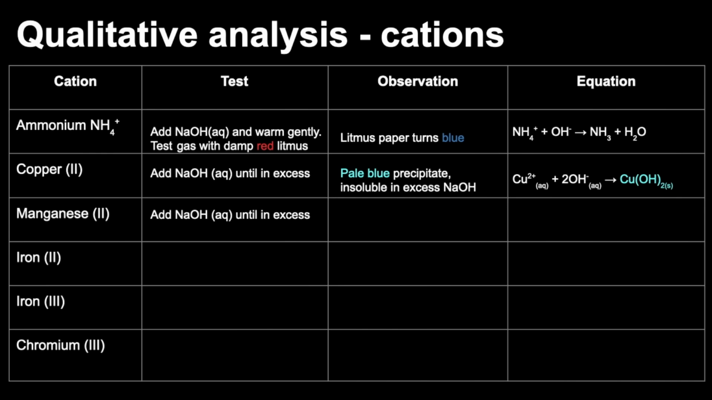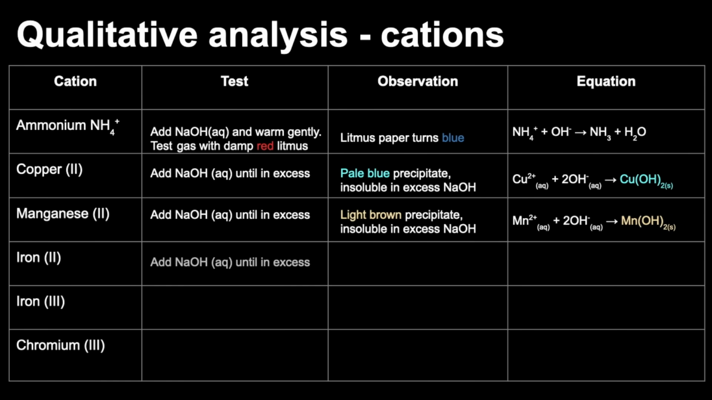Manganese 2 plus ions, same procedure as copper 2. You get a light brown or beige precipitate which is insoluble in excess sodium hydroxide. There's the equation for that one. Aqueous iron 2 plus, same as before. This time we get a green precipitate which is insoluble in excess sodium hydroxide. There's the equation for that one.